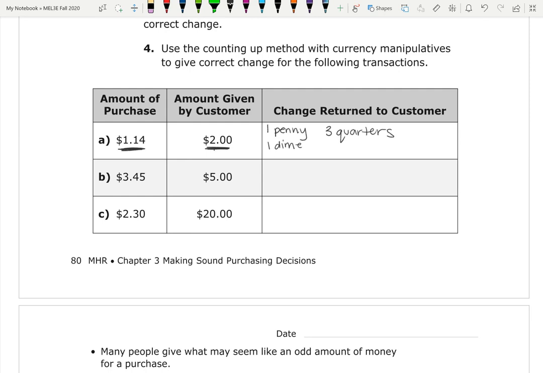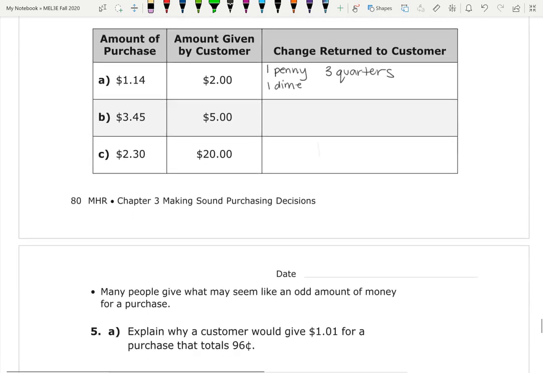So I counted up to the amount that the customer gave me, and that's actually the change for the customer. Okay, so let's try this one again. We start at $3.45, and we're going to count up to $5. So from $3.45, I'm going to count up 1 nickel to get to $3.50, and then from $3.50, count up 2 quarters. That'll give me $4. And then count up 1 loonie. That'll bring me to $5, which is how much the customer gave me.